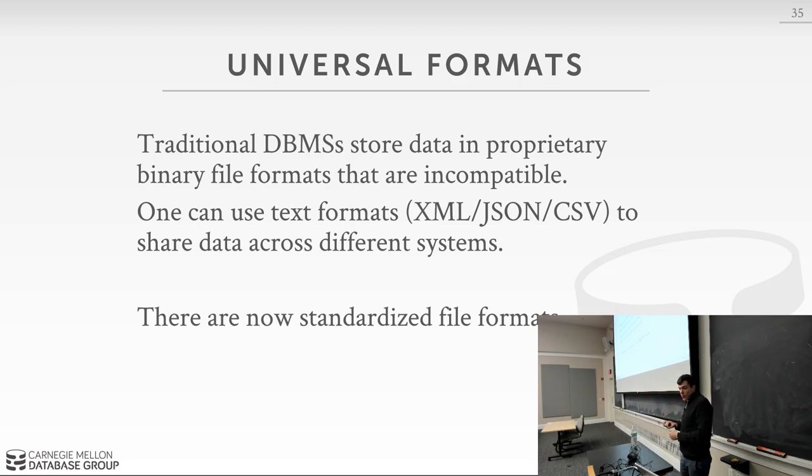Now there's been this movement towards universal binary formats that you can store in a cloud storage system, like S3 or EBS or HDFS, and then have different types of database systems access and read them. This is more common in analytical systems, right? There's no universal transactional data format.